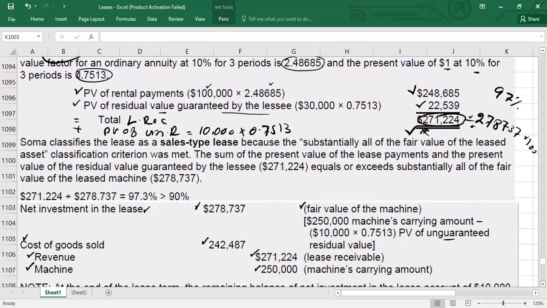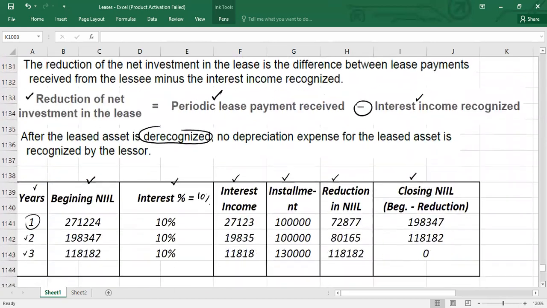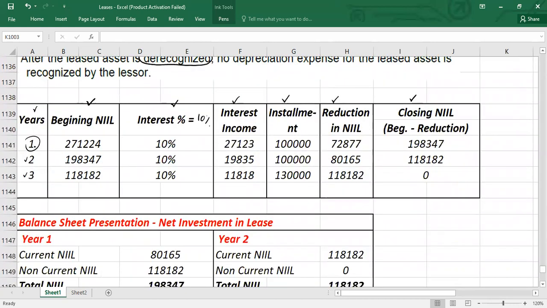Now guys, preparing the schedule for net investment in the lease. This is how you will do it. First of all, you will place year 1, 2, and 3. In year 1, you will start with the beginning net investment in the lease, which you booked at initial recognition, when your net investment in lease was debited with 271,224. You will multiply it with 10% because the discount rate was 10%. This will give you interest income.